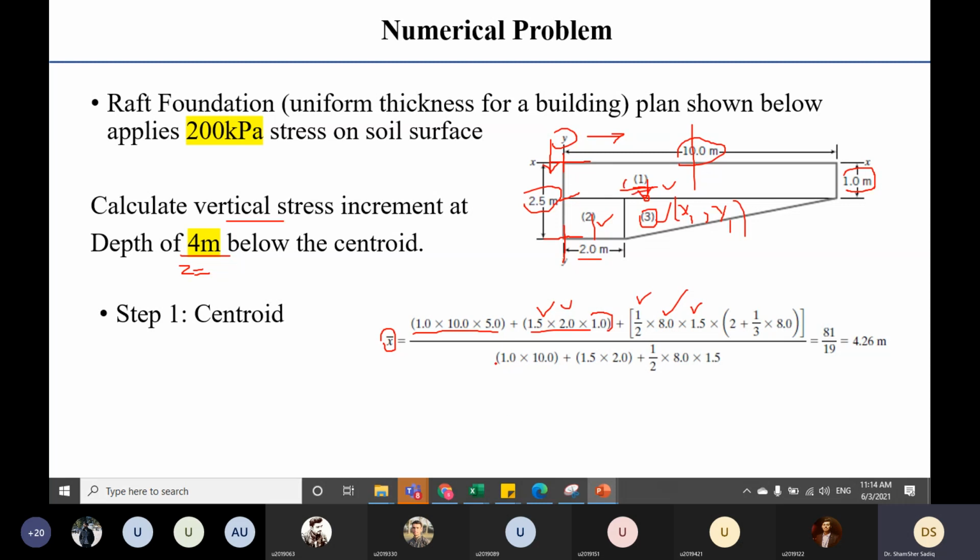And you will divide by all the areas. So does anyone have any question related to how I calculated x bar? Similarly, you will calculate the y bar.